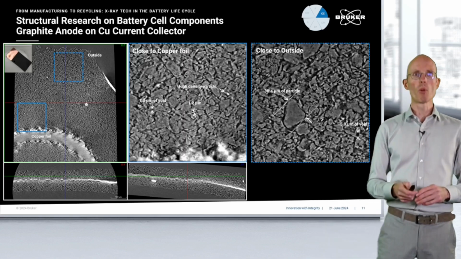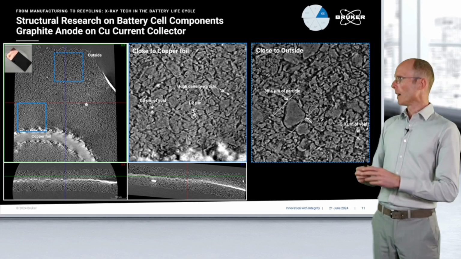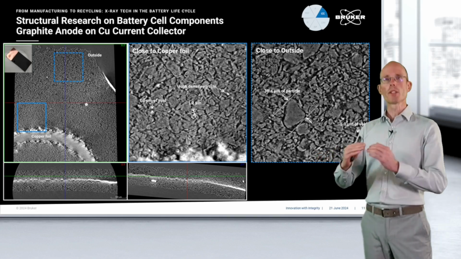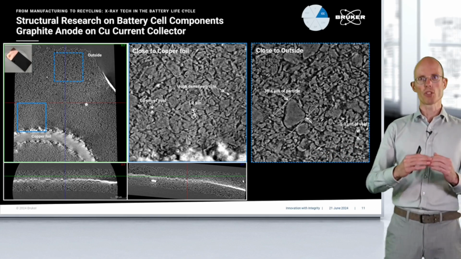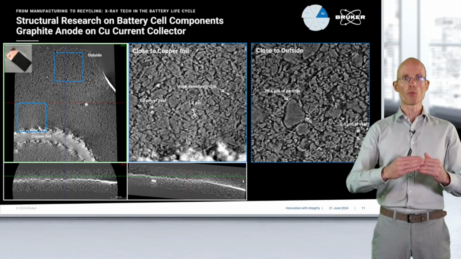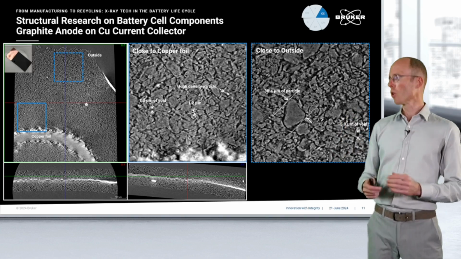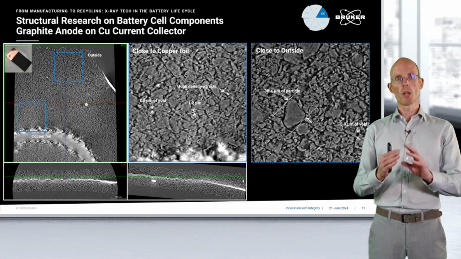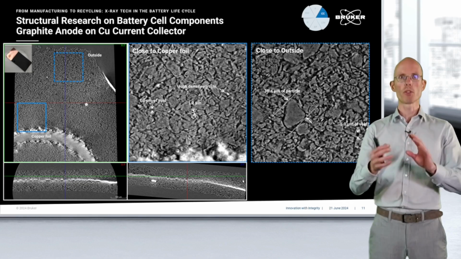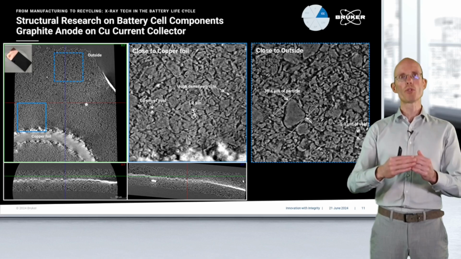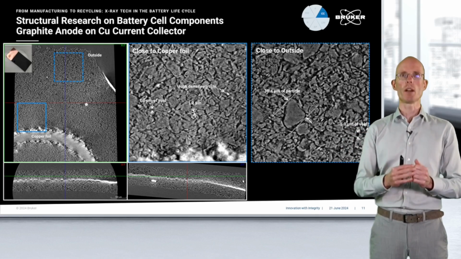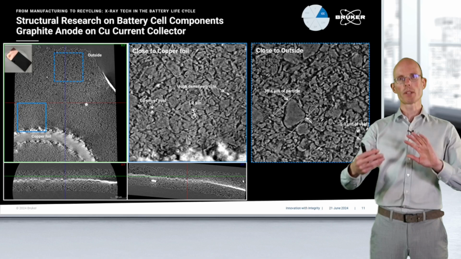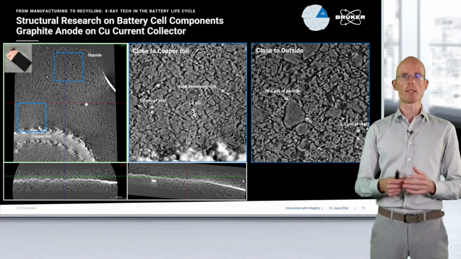But looking a bit more into details, and in different areas, you see also that the structure of the graphite anode is changing from the foil towards the outside. So close to the copper foil, you have a pretty compact structure with small particles, also very compact, not too much voids. But when you move towards the outside of the anode, you see that particles become bigger and also the void space is increasing.